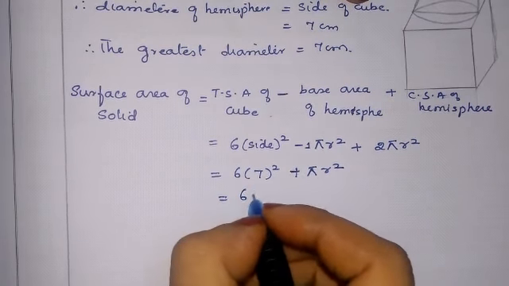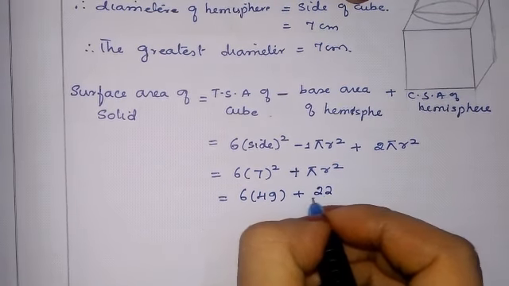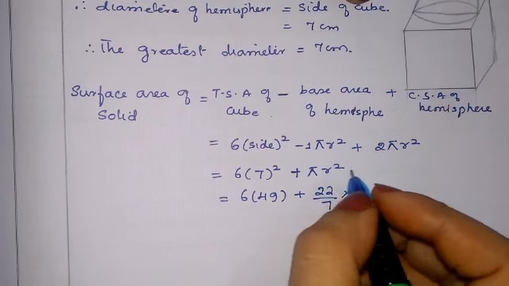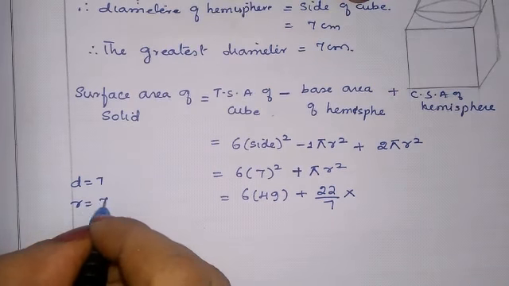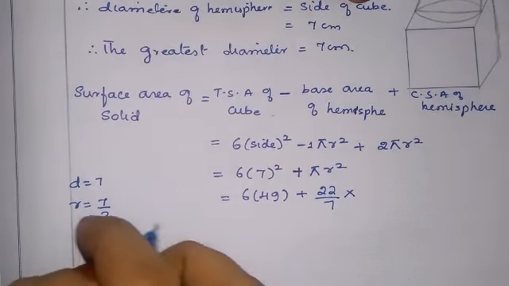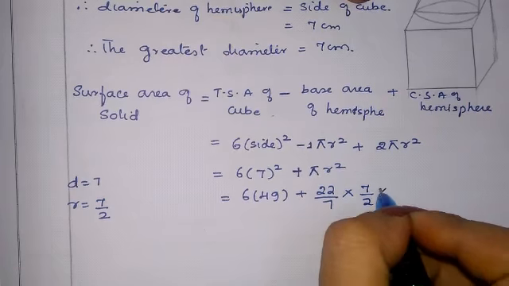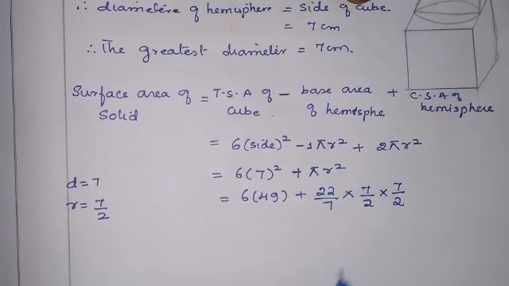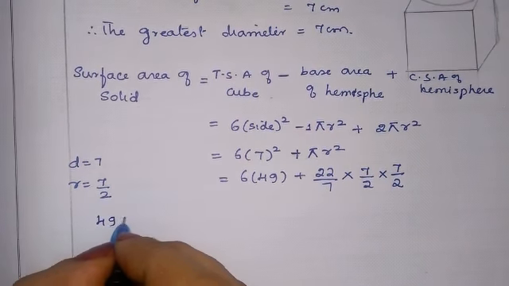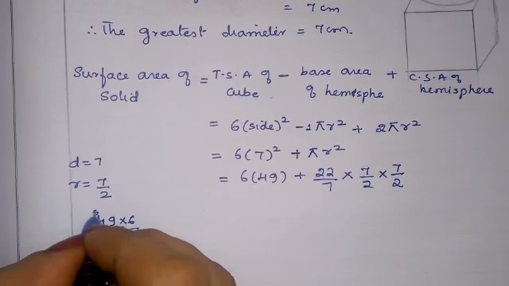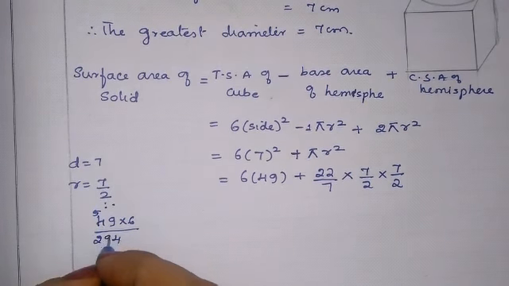6 into 7 square is 49 into 6, plus pi value 22 by 7, into r. If the diameter is 7, then the radius is half of the diameter, so 7 by 2 into 7 by 2, two times, because it is r square. Let me multiply this here. 49 into 6: 6 9s are 54, 6 4s are 24, plus 5 is 29. So 294.